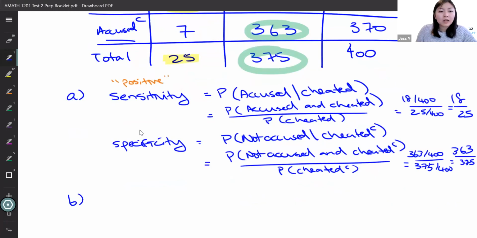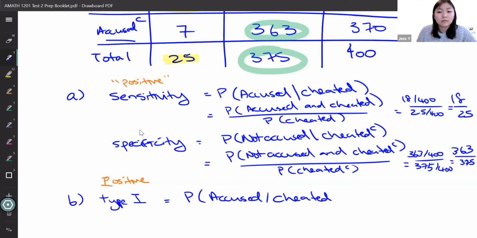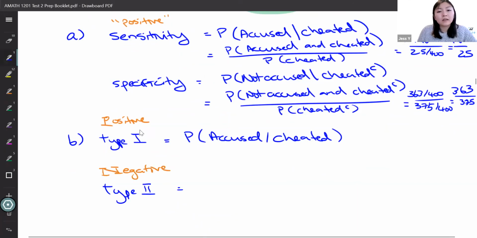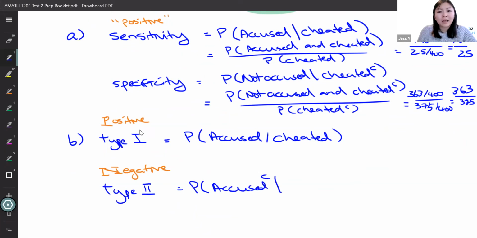Now part B asks us to find type 1 and type 2 error. So let's write those out. So type 1 error, again, I think of the number 1 as being changed into the word positive. So this is the probability that it comes back positive, meaning that they were accused, given that they actually didn't cheat. And type 2 error, again, the number 2 can be rewritten as a negative. So this is the false negative, the probability that they were not accused, given that they cheated.